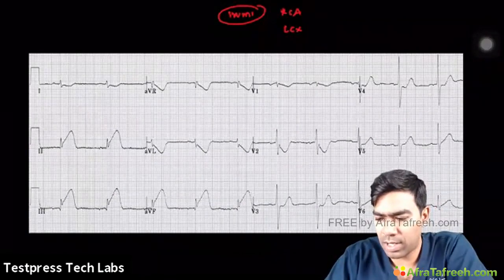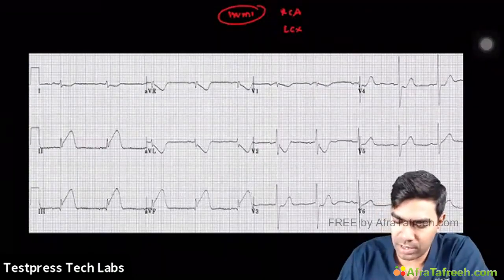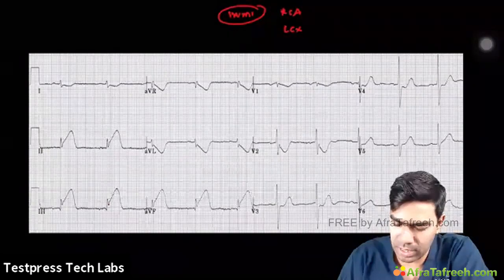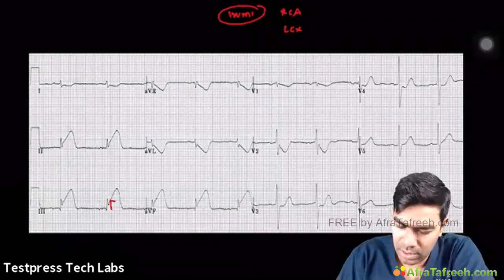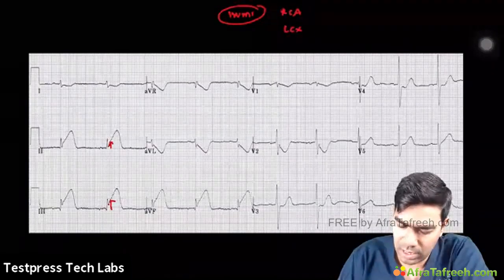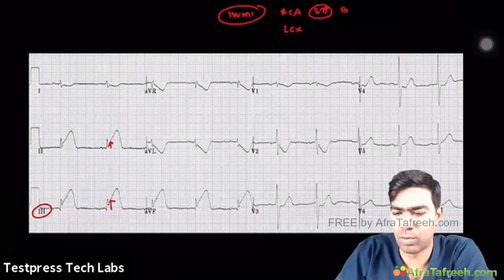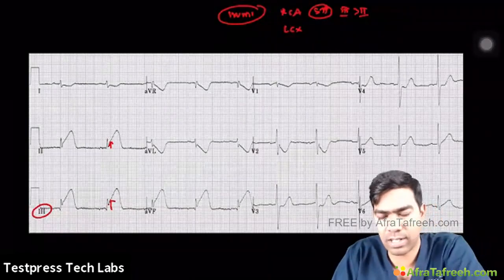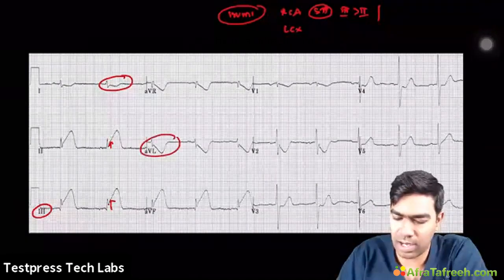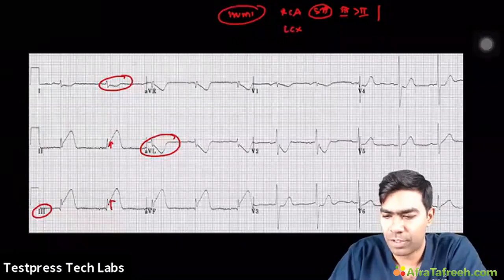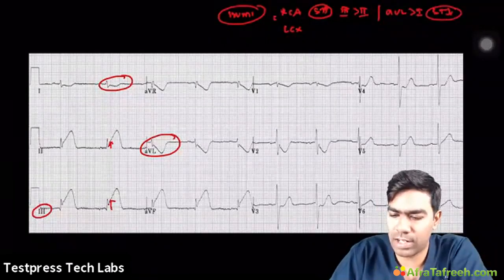But what I am able to see in this particular ECG is that the elevation in 3 is comparatively more. If we take the J point and go some 40 milliseconds, the elevation in 3 is relatively more compared to 2. So ST elevation in 3 more than 2 must basically be an RCA involvement. To confirm that, I can also see the AVL and lead 1 involvement. Depression in AVL is more than in 1, so that clearly tells you it must be an RCA.